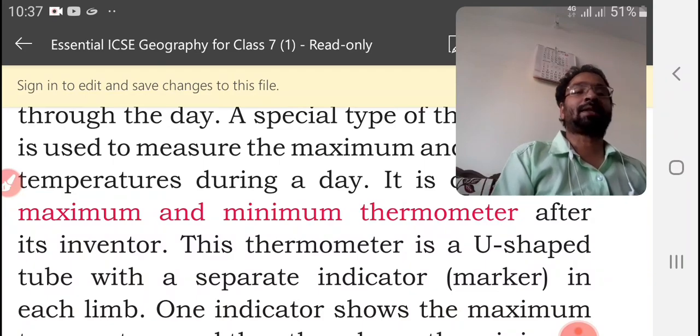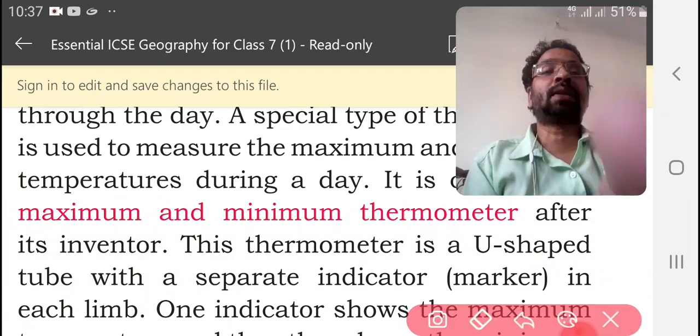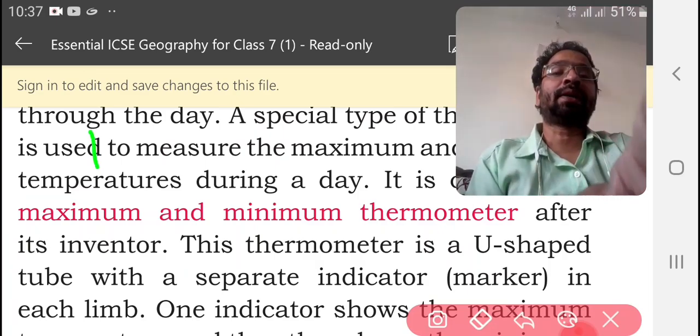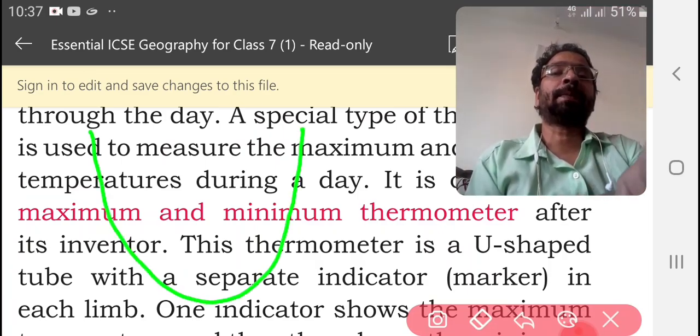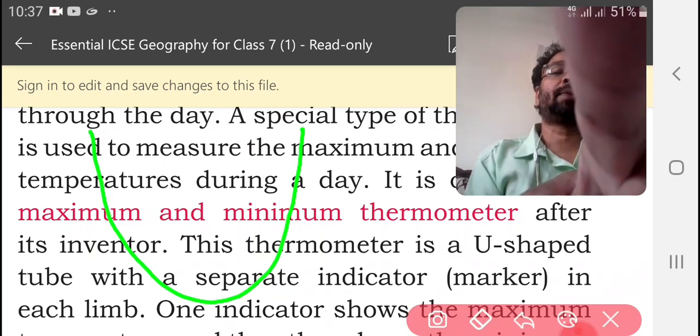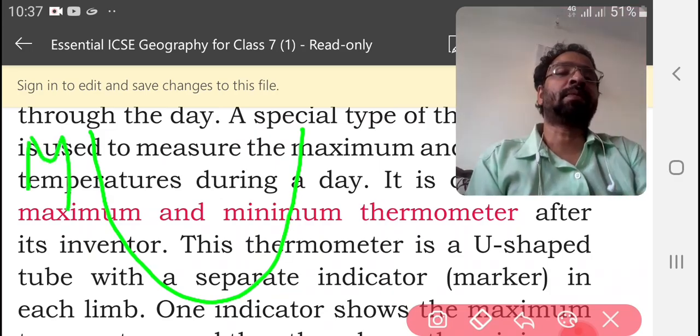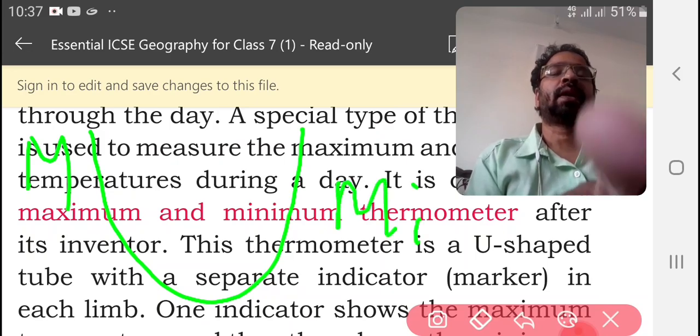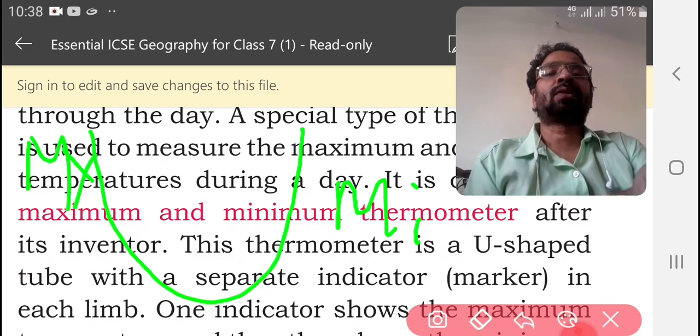Six's maximum and minimum thermometer is something like a U in shape. This side may be showing maximum, and this side will show minimum. So, maximum on this side. So what will happen?